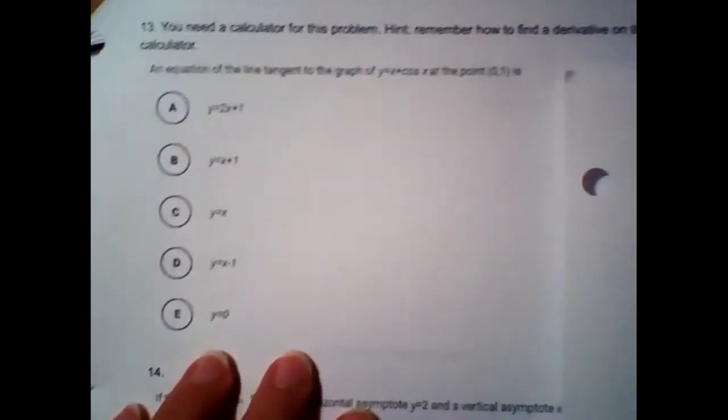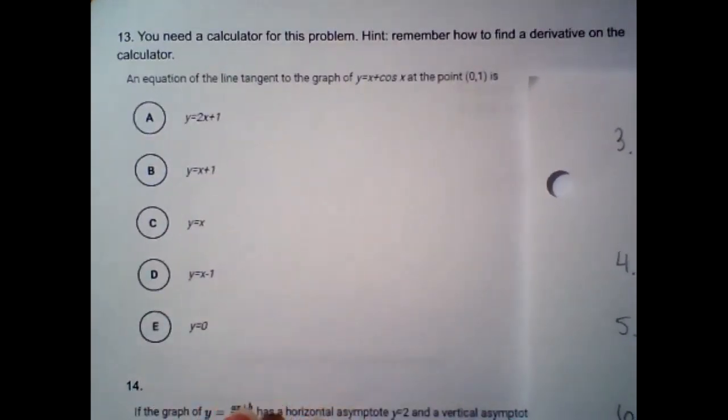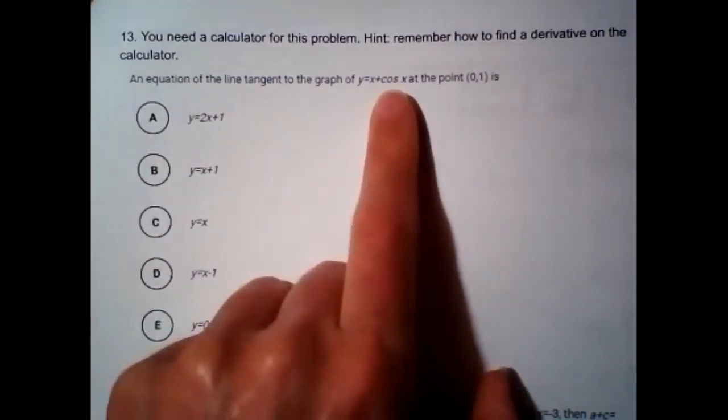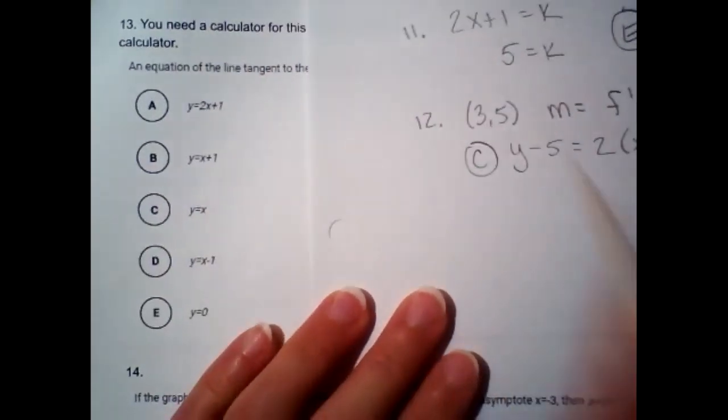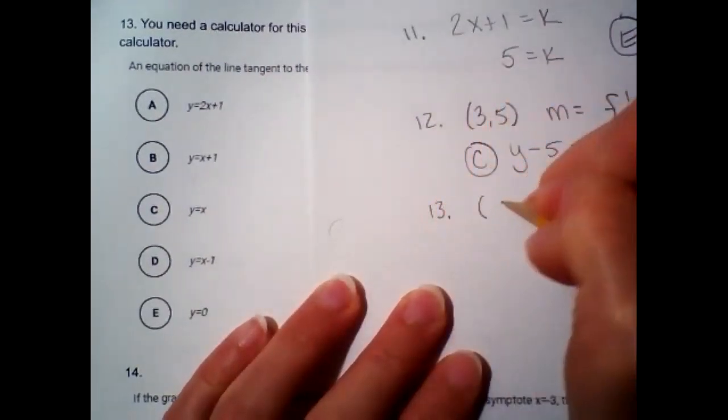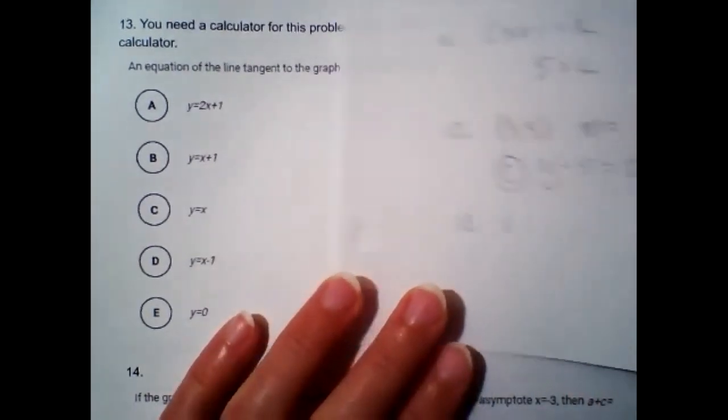All right, 13. We're going to need a calculator for this one as well. And I put a hint. Remember how to find a derivative on the calculator. So we'll go through that again. So an equation of the tangent line to this graph at the point 0, 1. So again, for an equation, you need a point and a slope. And the point they gave us was 0, 1.